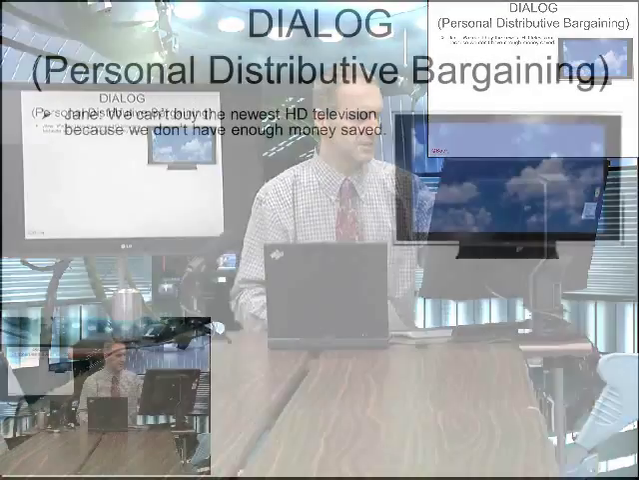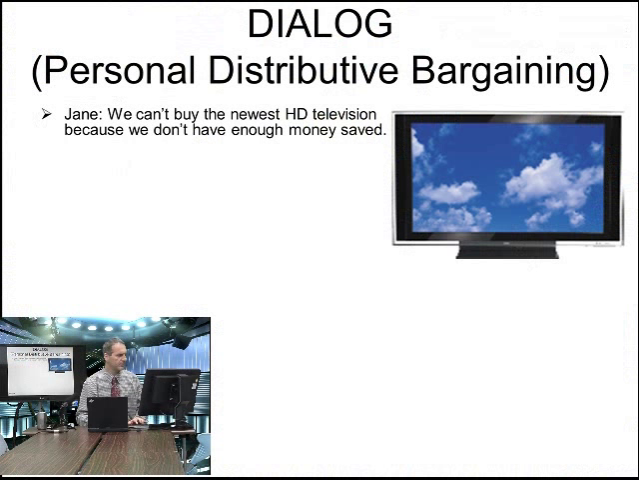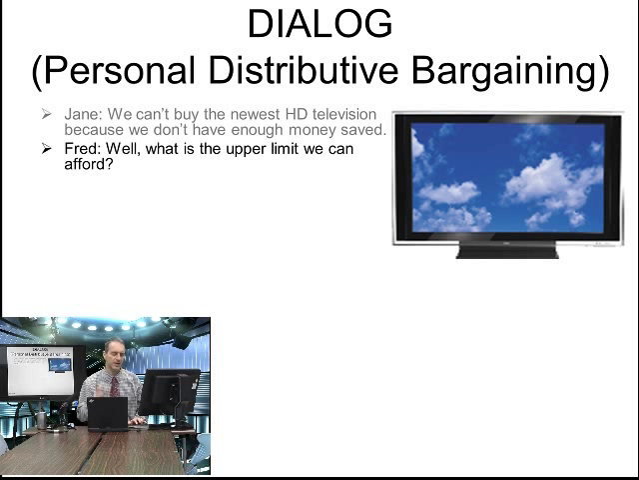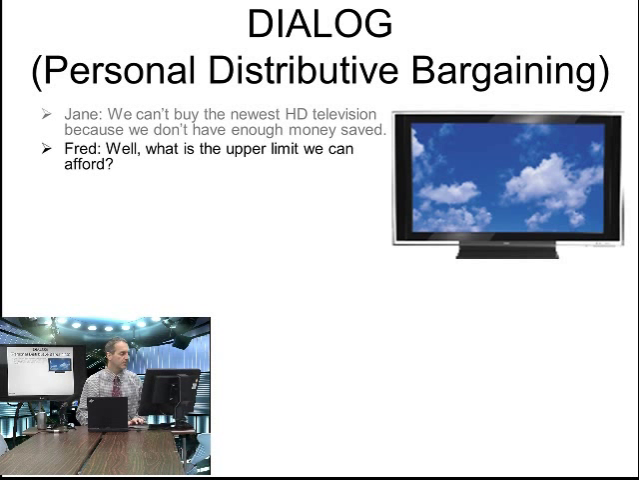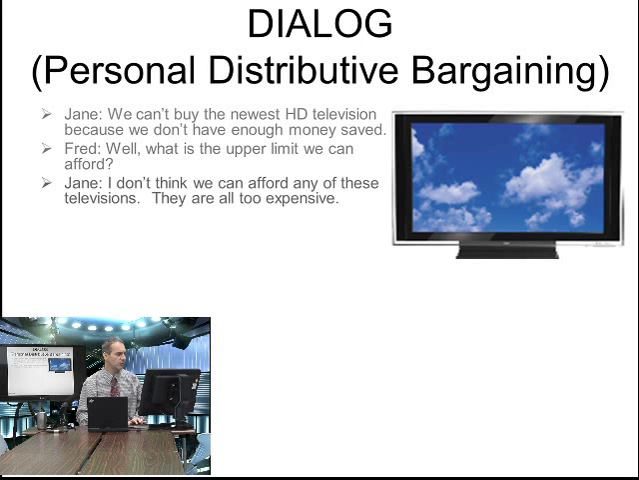You know, I like to use these examples here. So let's start with Jane and Fred today. Jane says, we can't buy the newest HD television because we don't have enough money saved. So the situation is Jane and Fred want to buy a television. Fred says, well, what is the upper limit we can afford? So now we're going to get up to the resistance point. So I want to buy the TV, but what's our resistance point is the question.